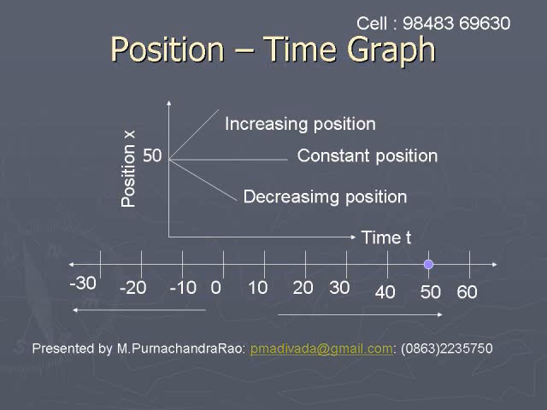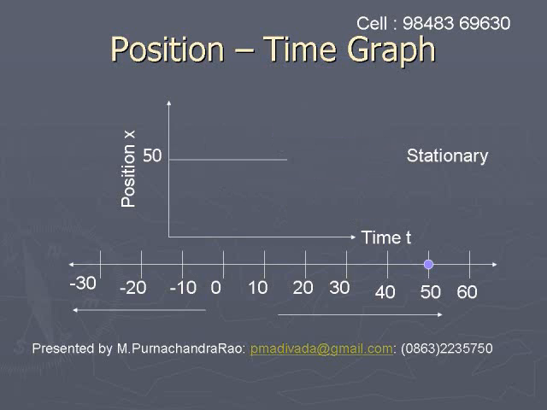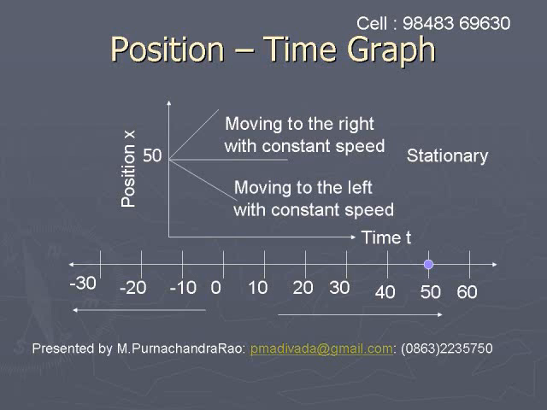Another curve inclined downwards indicates decreasing position. That means the body will be moving to the left. Initially, if it is at 50 and if it is always at 50, it is represented by a horizontal line. If it is moving to the right from 50, it is shown by increasing position, and if it is moving to the left, it is shown by decreasing position.